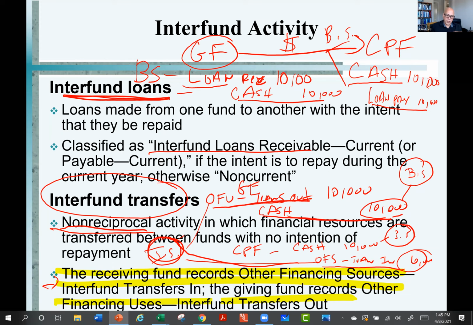What happens? You can see I put GF up here. That's the general fund. When I put GF up there, that's not girlfriend, that's general fund.